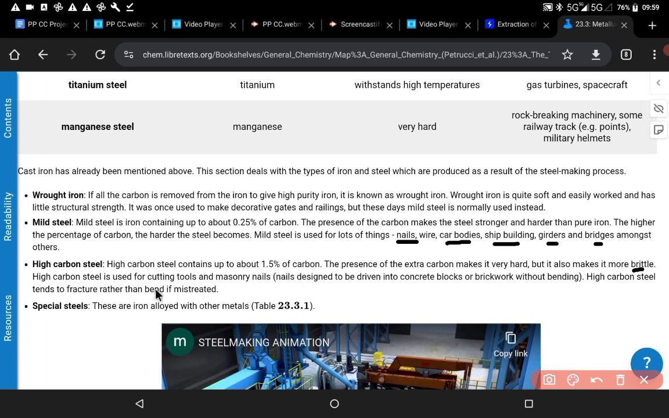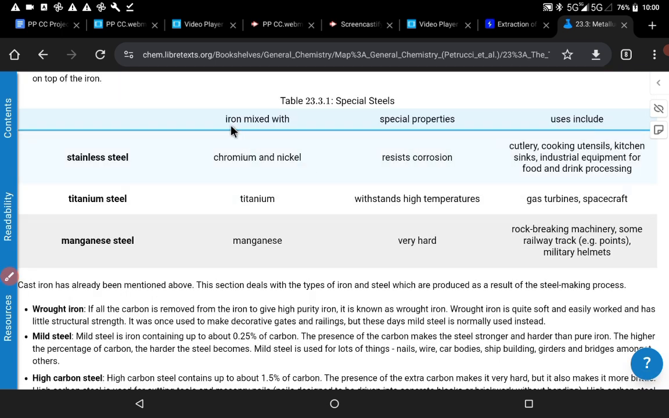And then there are special types of steels. When iron is mixed with other metals, you get an alloy called steel. So we have stainless steel, which is just iron mixed with chromium and nickel. It has a special property in that it will resist corrosion, and because of this it is used in making kitchen utensils, cutlery, cooking utensils, kitchen sinks, industrial equipment, food and drink processing, because it resists corrosion.